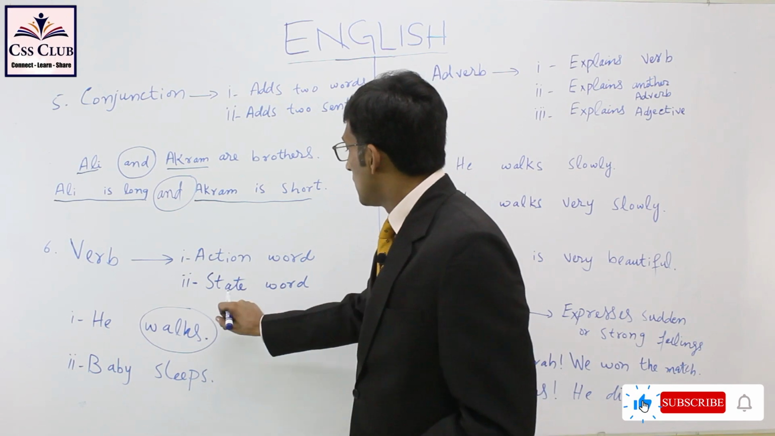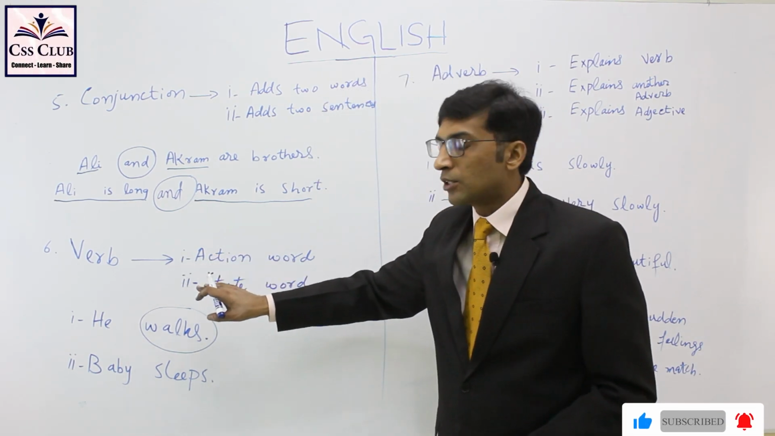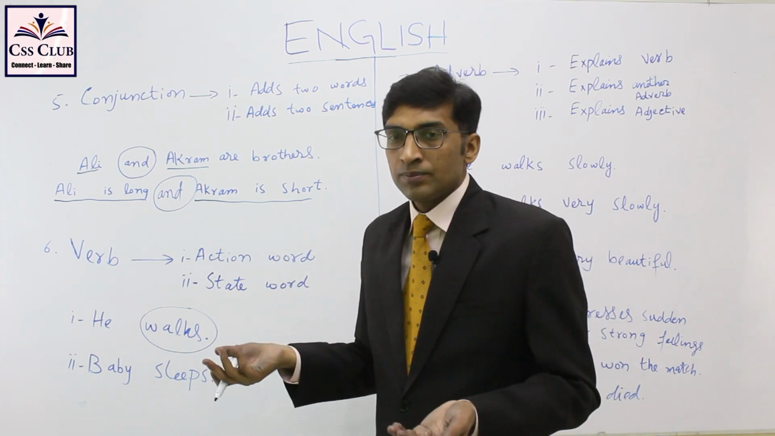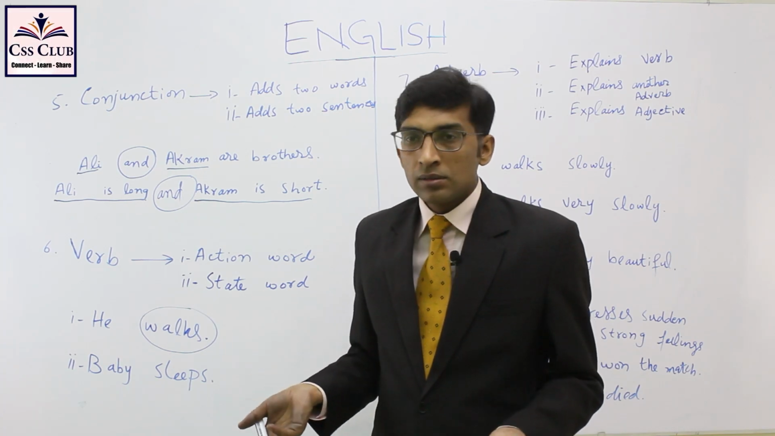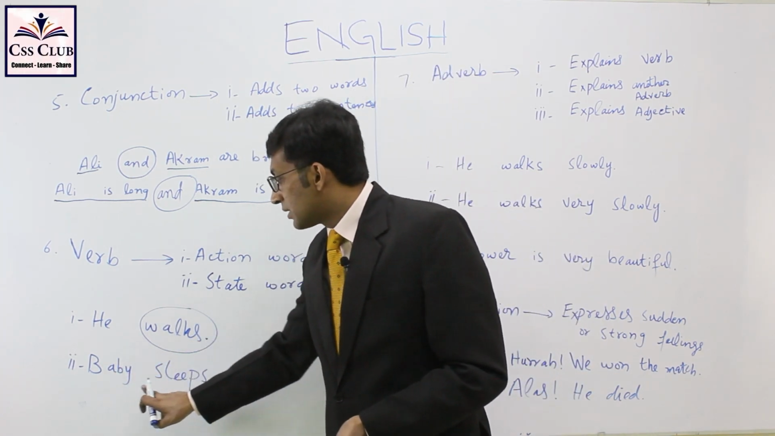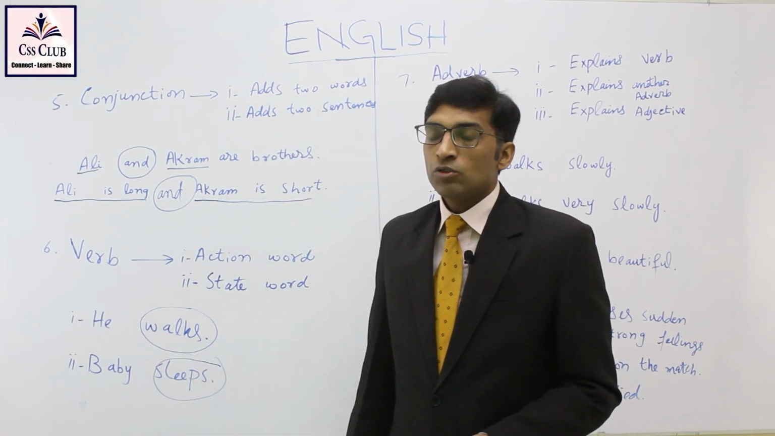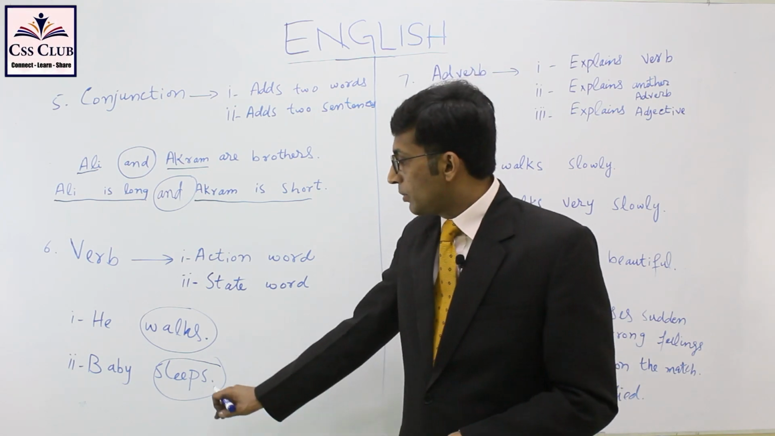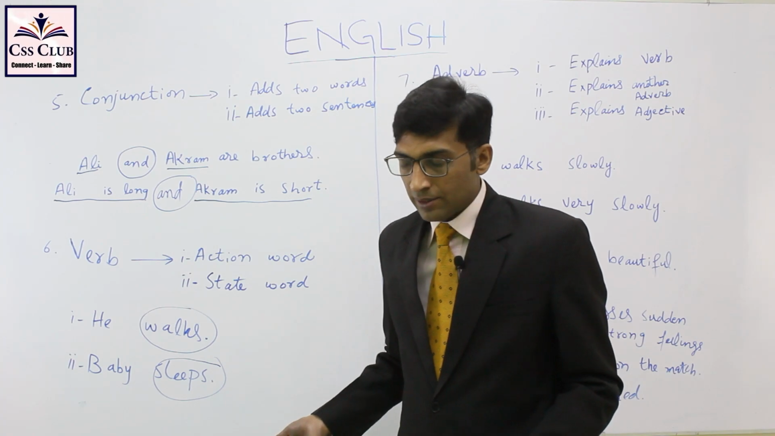And the other one is that it's also a state word. So verb is also a state word. So state: what is the current state of someone? Like what is the current state of a baby? So baby sleeps. So sleeps is the state. Baby is not doing any action. Baby has a state of sleeping. Baby has a sleepy state.